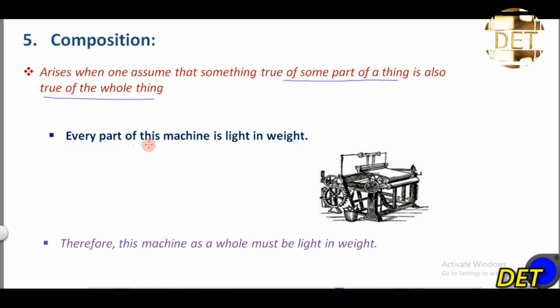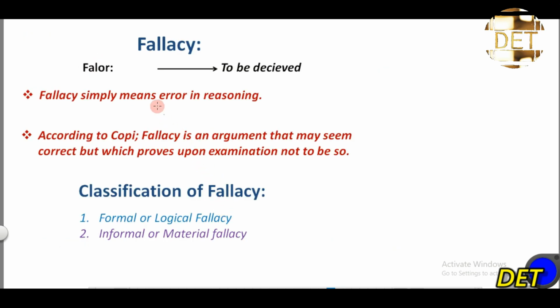So for example, every part of this machine is light in weight. There is a statement here that every part of the machine is light in weight. So therefore, this machine as a whole must be light in weight. But that every part of the machine is light in weight does not mean that the whole machine is light in weight. This is an error in reasoning. So this is the fallacy of what? Of composition, right?